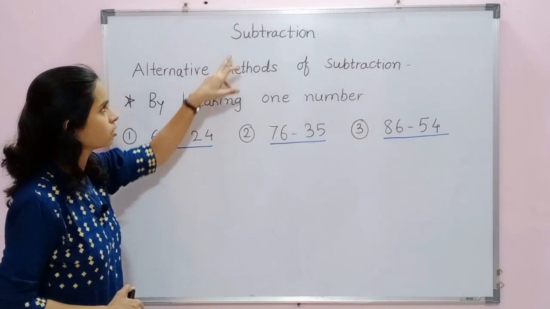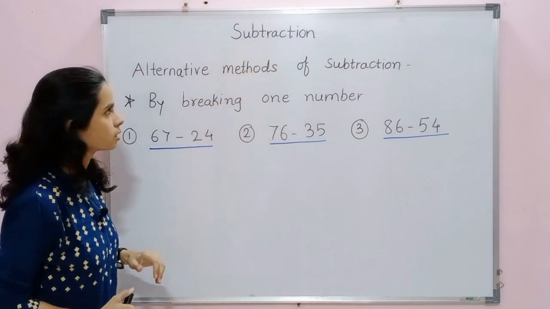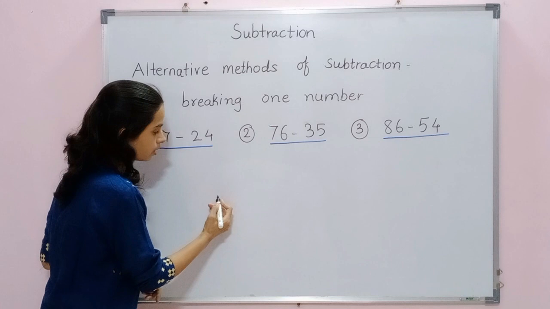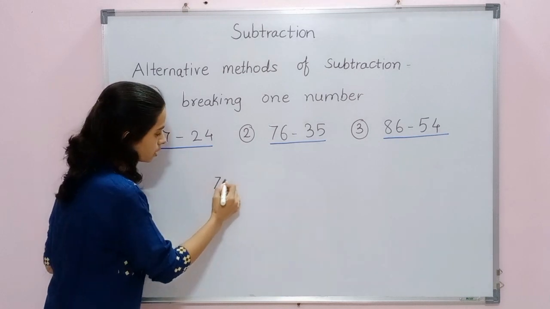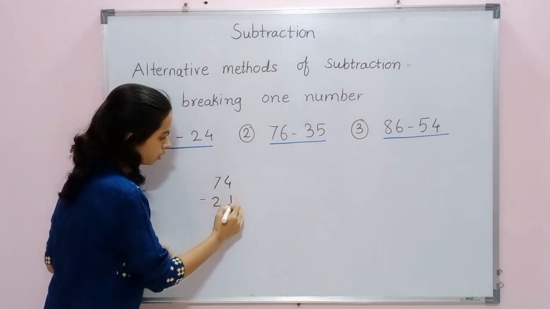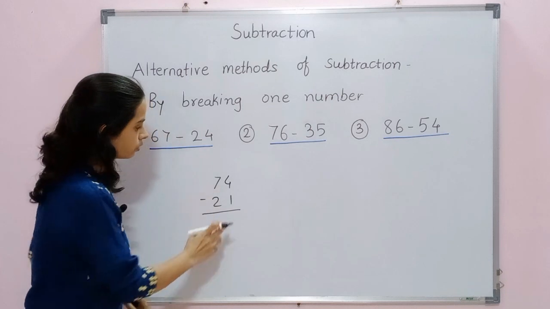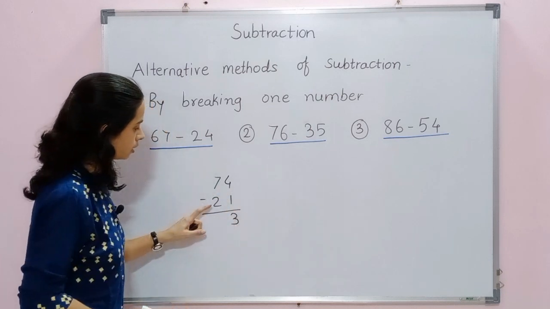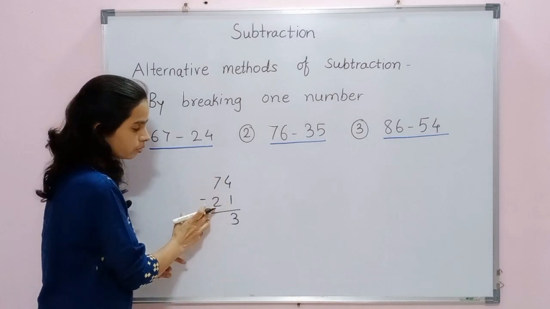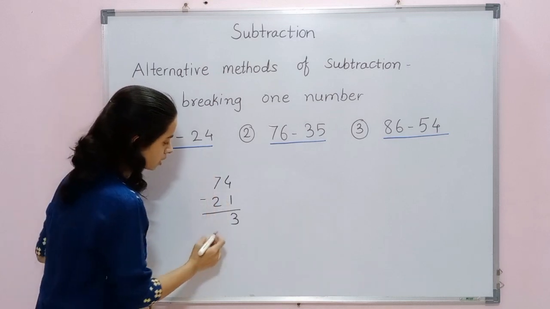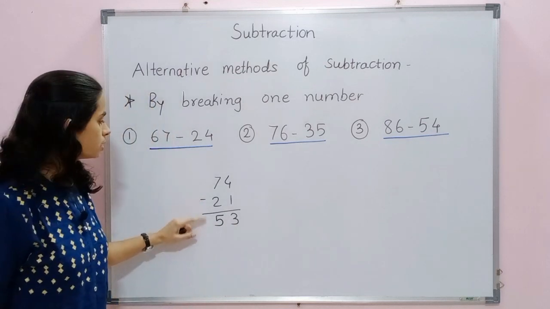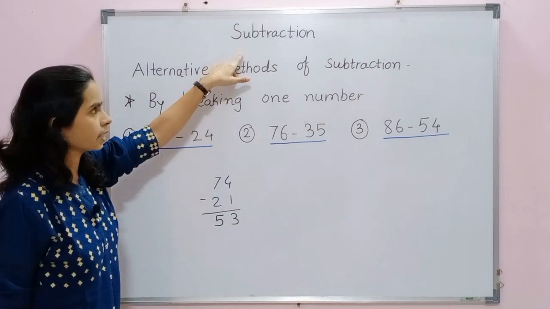Our topic is subtraction. In this, generally we subtract any smaller number from a bigger number in this way. 74 minus 21. Here we will subtract this 1 from 4, we will get 3, and in this column we will subtract 2 from 7, we will get 5. Means we will get the difference between two numbers in subtraction.